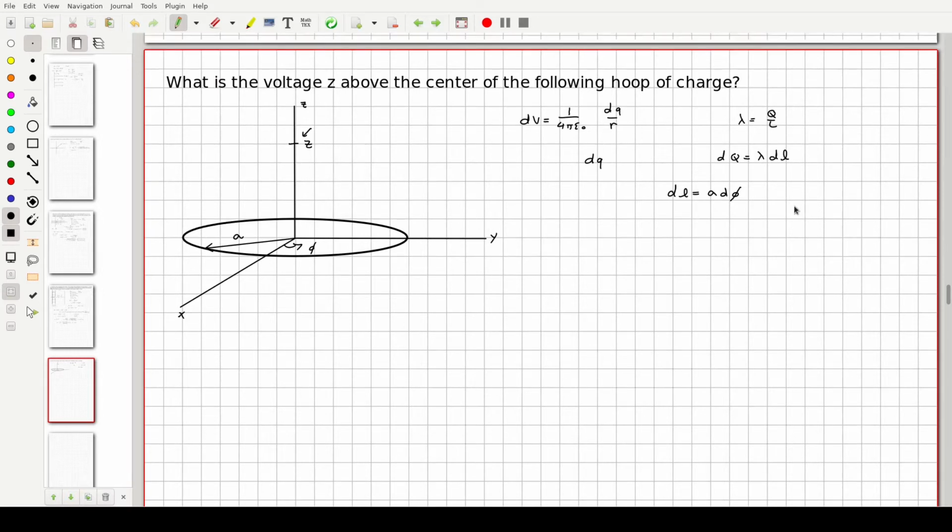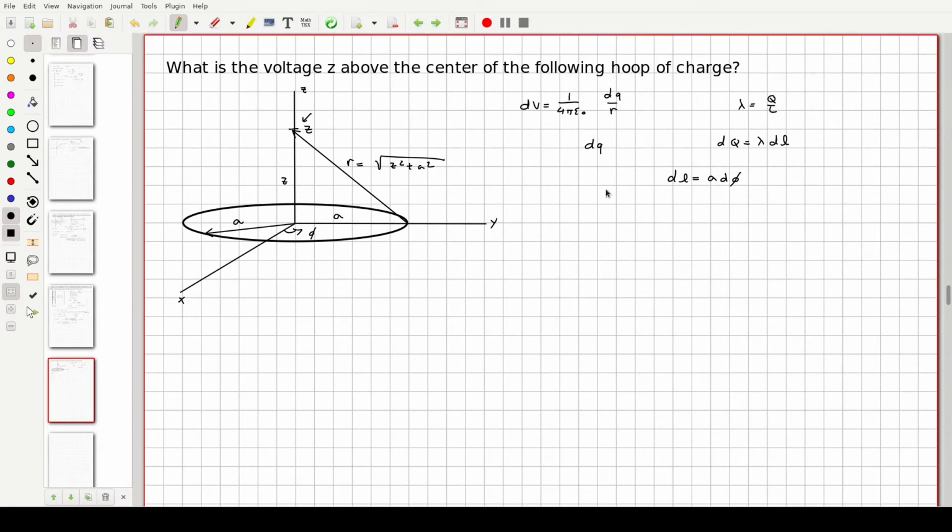So that's dl. Now what about r? Well, r is the distance from the point that we're looking at to the point of interest. So here, if you think of integrating around it, it's going to be along the hoop. So this right here is r. Now, r has a base of a and a height of z. So if you use the Pythagorean theorem here, it's just going to be the square root of z squared plus a squared.